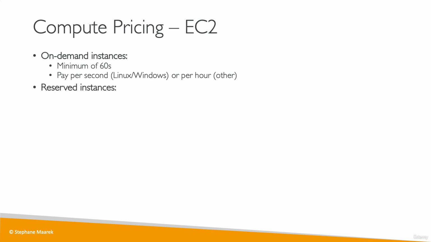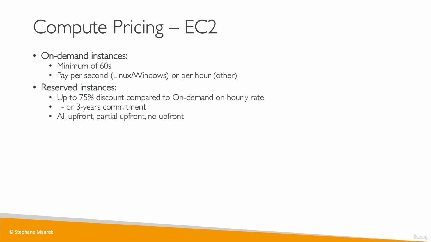But if you know you're going to use your instances for a long time, then you should use reserved instances, and this is going to give you up to 75% discount compared to the on-demand price for the hourly rates. You need to commit for a long period of time, so either a 1 or 3 year commitment, and you get more discount if you pay early, so you can pay everything upfront and you get more discounts, or partial upfront, so just a part of the total amount, or no upfront, but this is going to give you a bit less discounts.